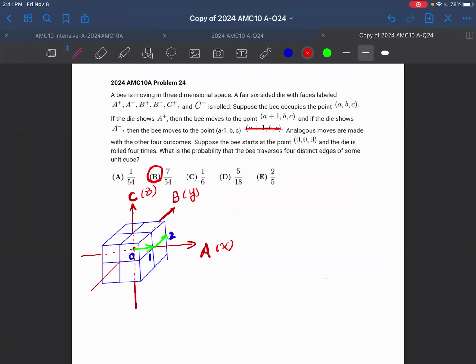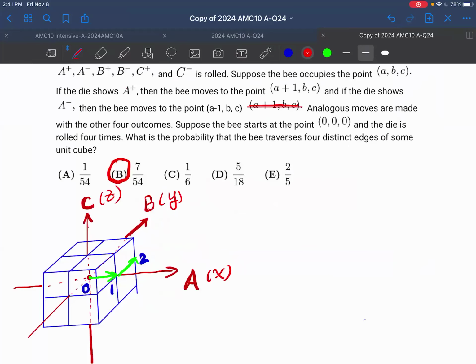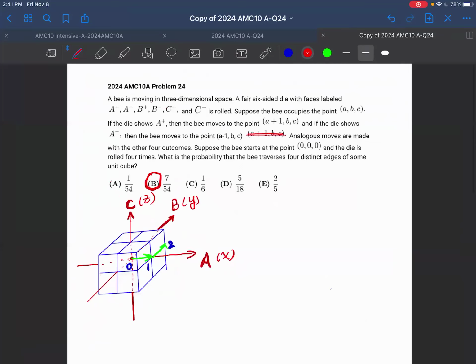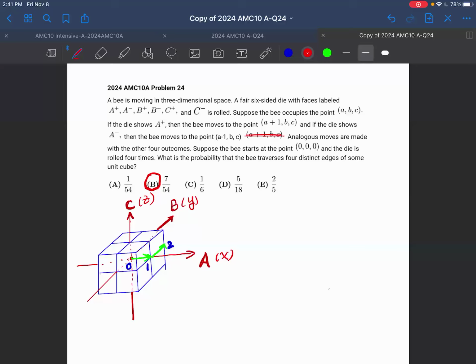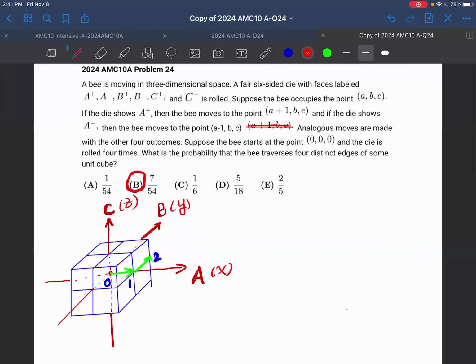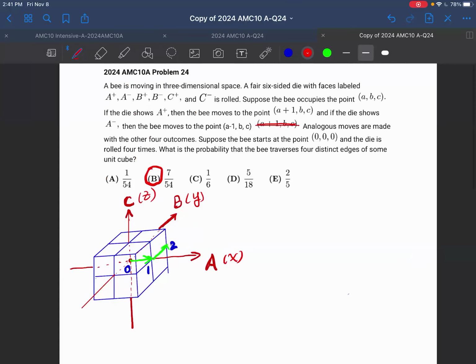AMC10A Problem 24. I copied this problem from the AOPS website. I believe they still populated those questions, and here on the website there is a small mistake, so it should be a -1. So when a negative means a -1, when a positive means a +1. I just correct here. Okay.